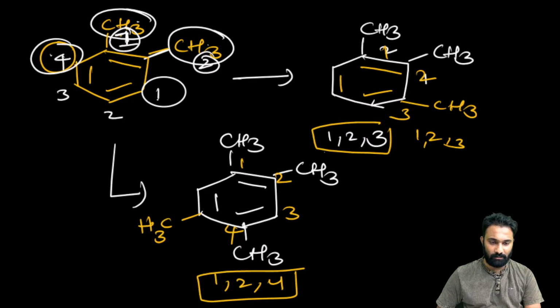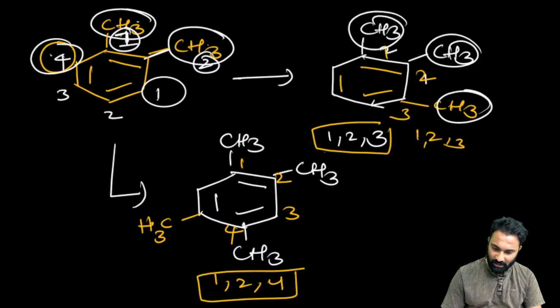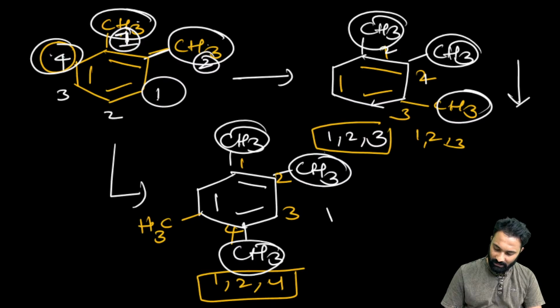Among the 1 to 3 and the 1 to 4, which one is major? Right, 1 to 4 is major because here the 3 groups are bulky. Bulky groups are nearer, so it decreases the stability. Now here the bulky groups are somewhat far away from them. It increases the stability. This is very, very important.